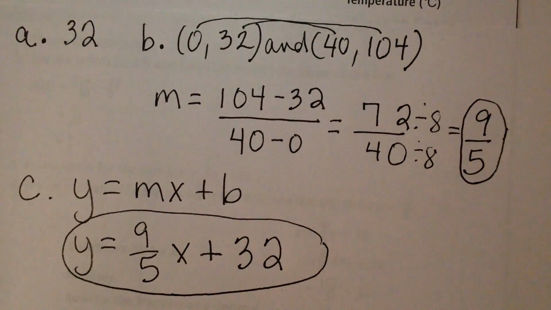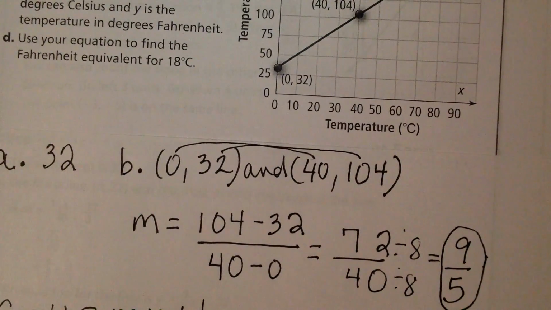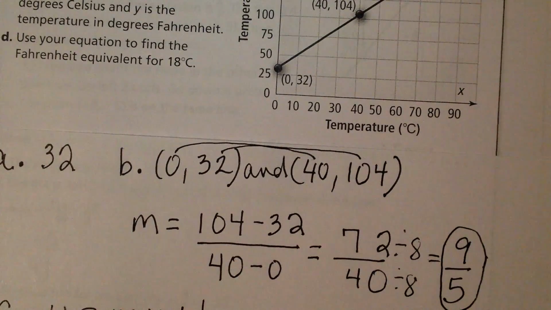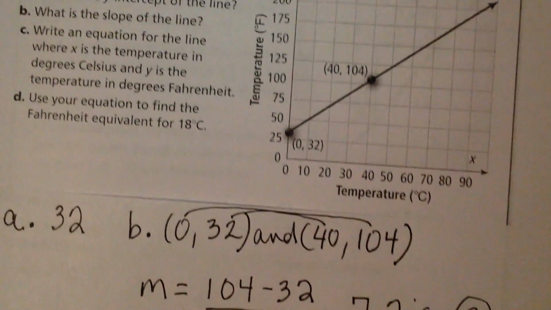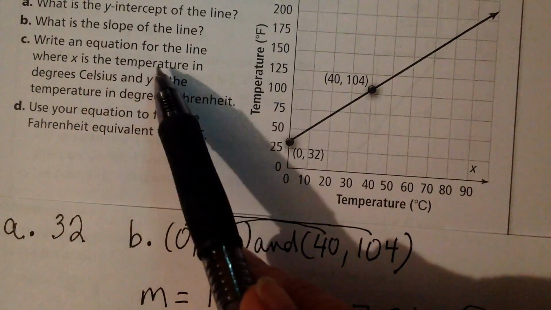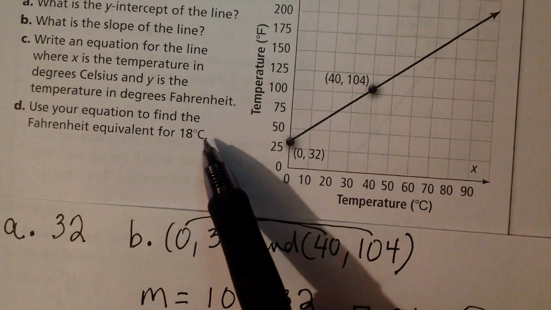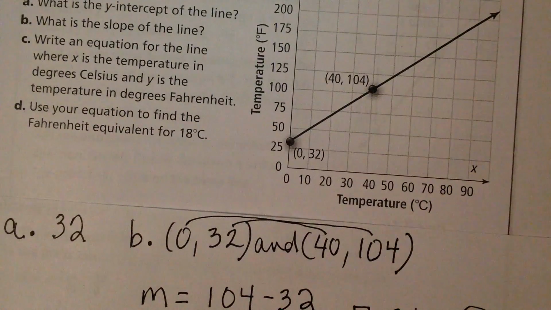Now, D part. Let's look at D part. D part says, use the equation to find the Fahrenheit equivalent for 18 degrees Celsius. Now remember, x is the temperature in degrees Celsius. So if we are given degrees Celsius, we will need to plug it into x because x represents degrees Celsius.